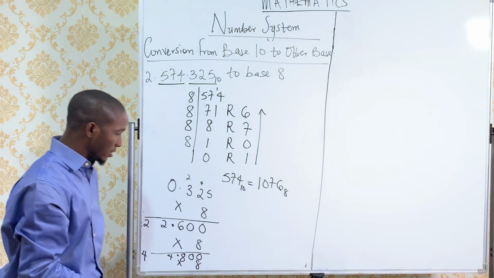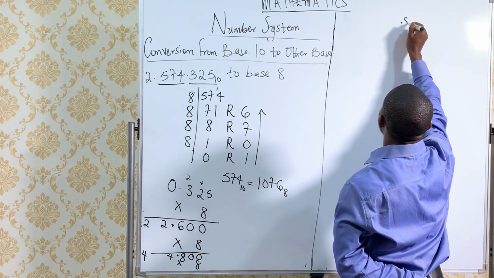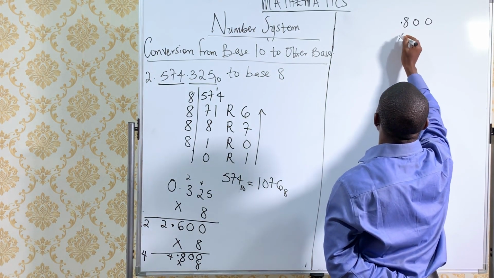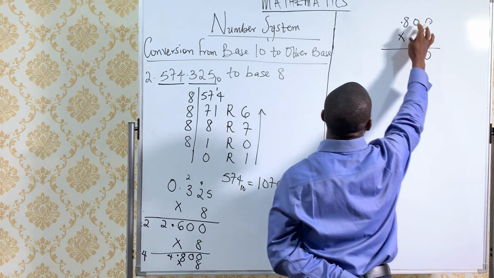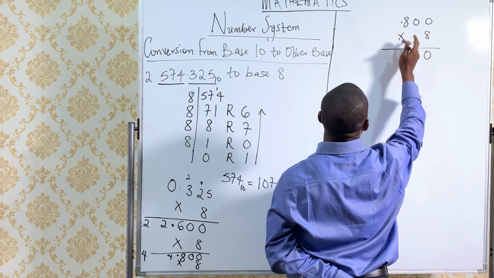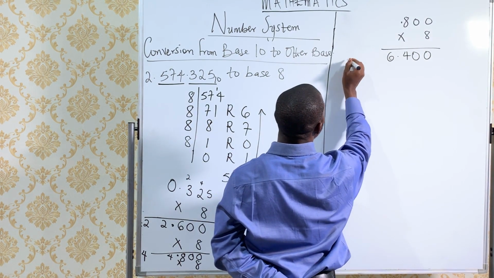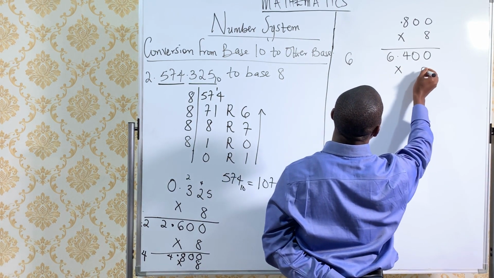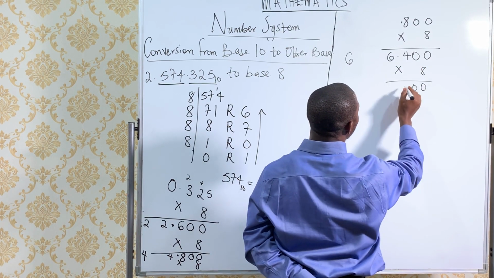So let's continue on the next one. We are going to have something like 0.800, multiplying by 8. 8 times 0 is 0. 8 times 0 is 0. 8 times 8 is 64. So we have 6.4, so we bring out 6 again. I'll multiply with 8 again. 8 times 0 is 0, 0. 8 times 4 is 32.